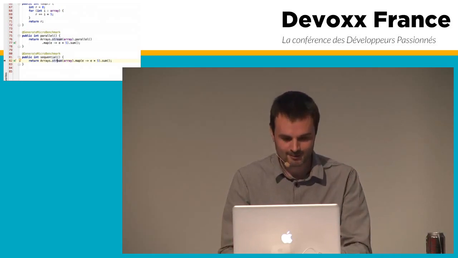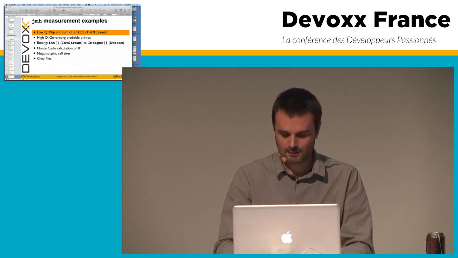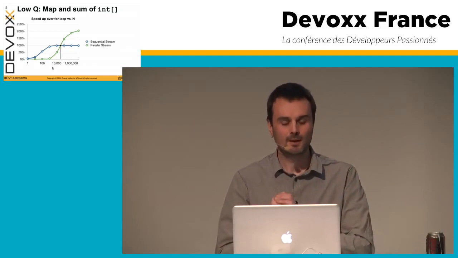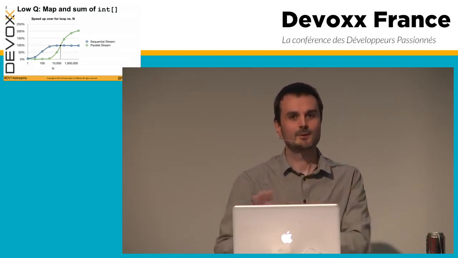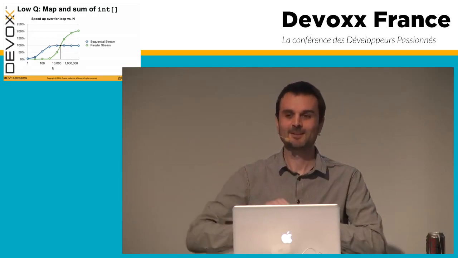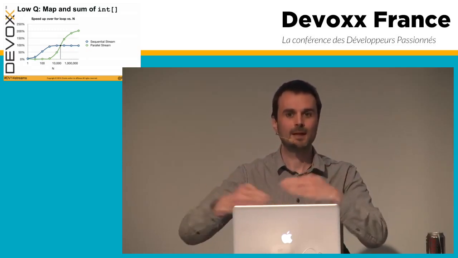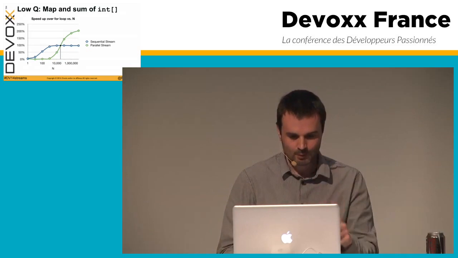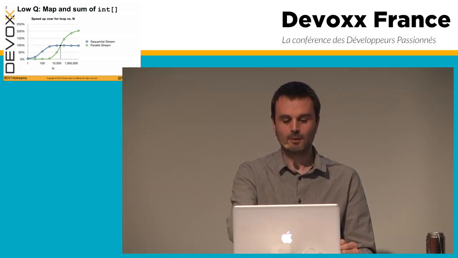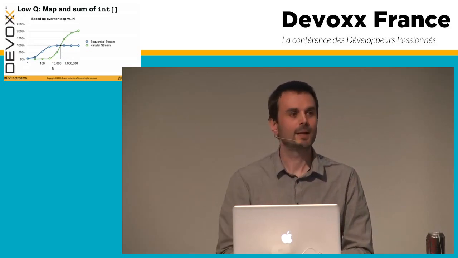Let's have a look at the results. This is the result I got on a Dell laptop. I downclocked the CPU. I was told to do that because no one understands what hyperthreading does. So you downclock it so hyperthreading doesn't mess around with the parallel execution, and it makes apples-to-apples comparison easier. What we have here is a speedup over the for loop. The blue line is the sequential stream, and the green line is the parallel stream.